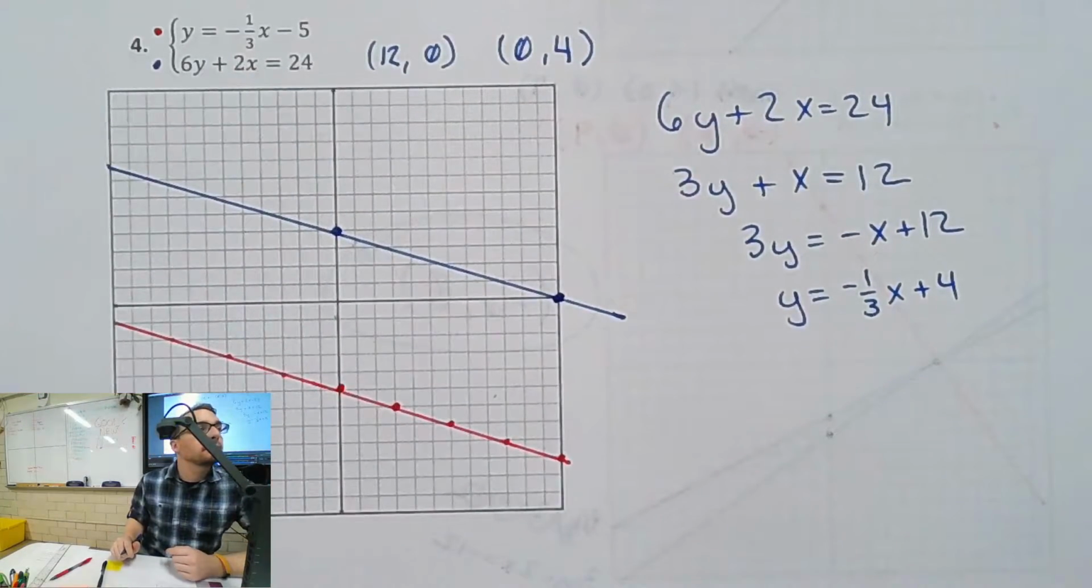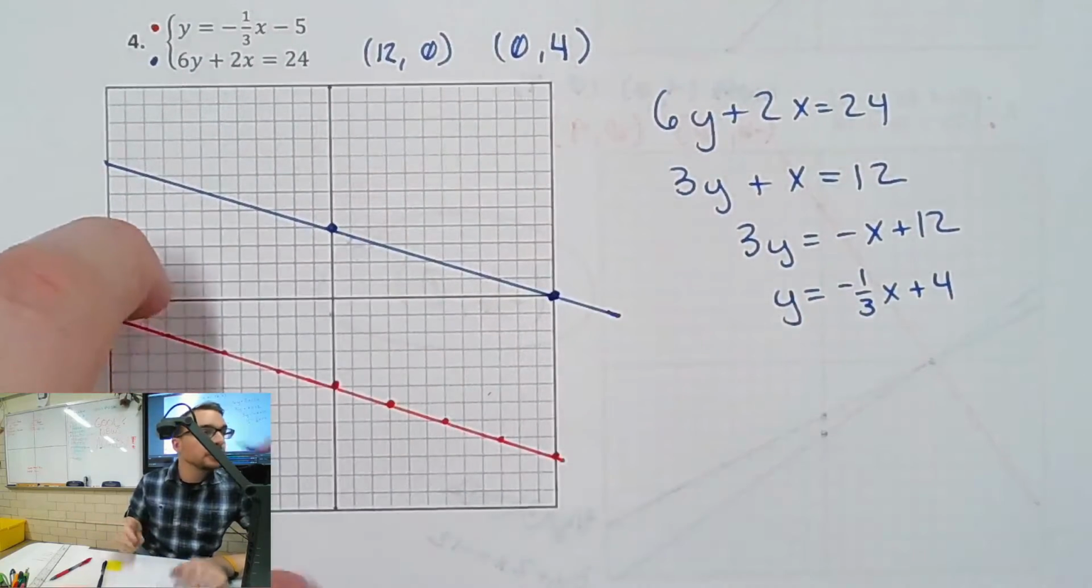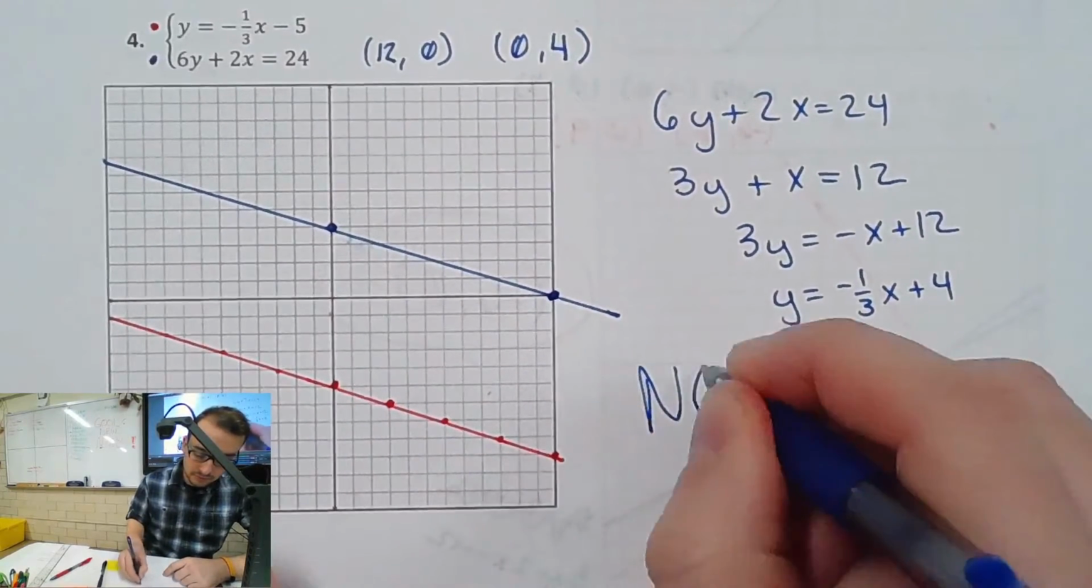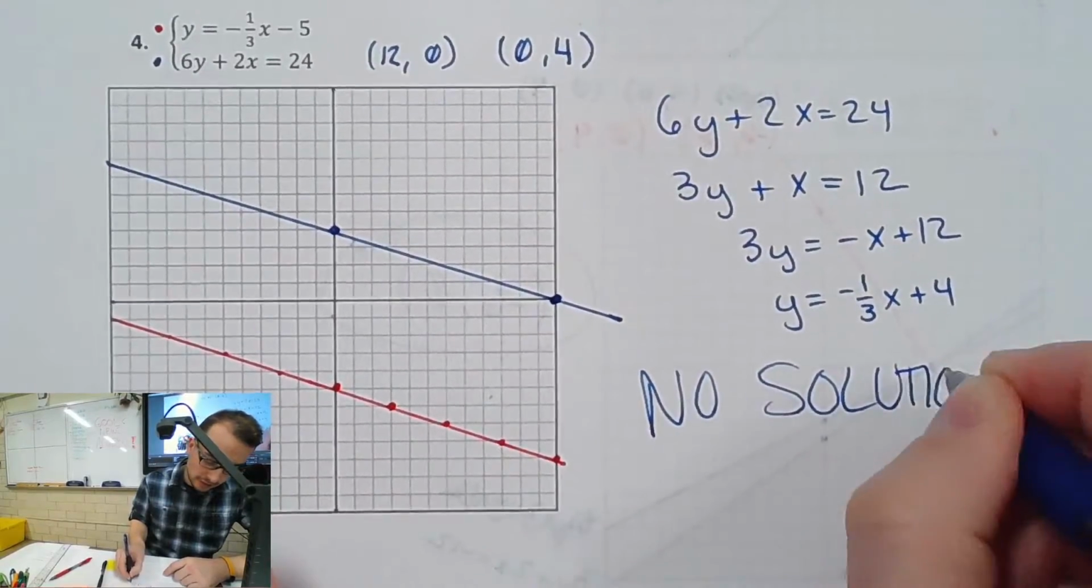Are you going to have to do that on the test? Nope. If this looks parallel, you're good to go. Or what? If you are bad at drawing your lines and it looks parallel even when it's not, yikes. So no solution. They never intersect.